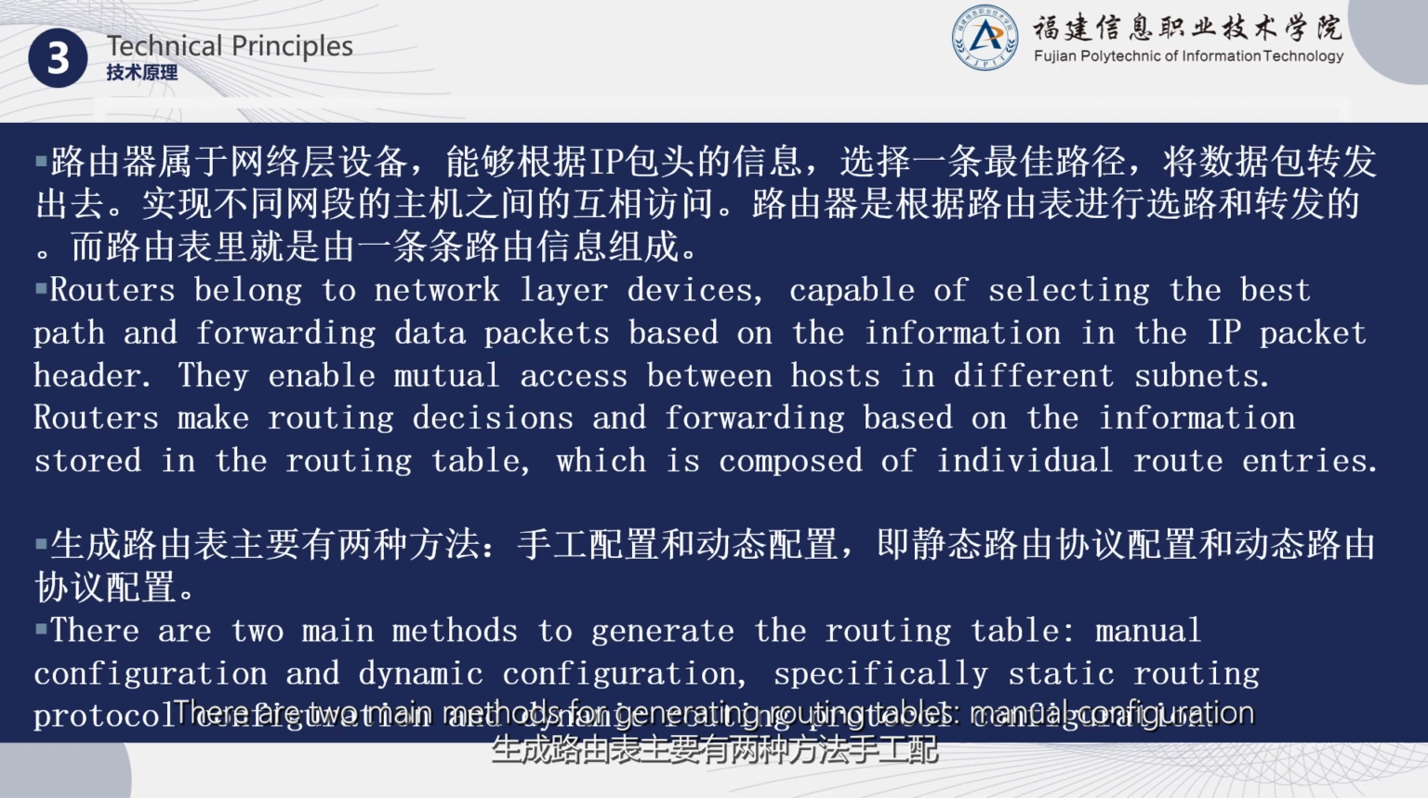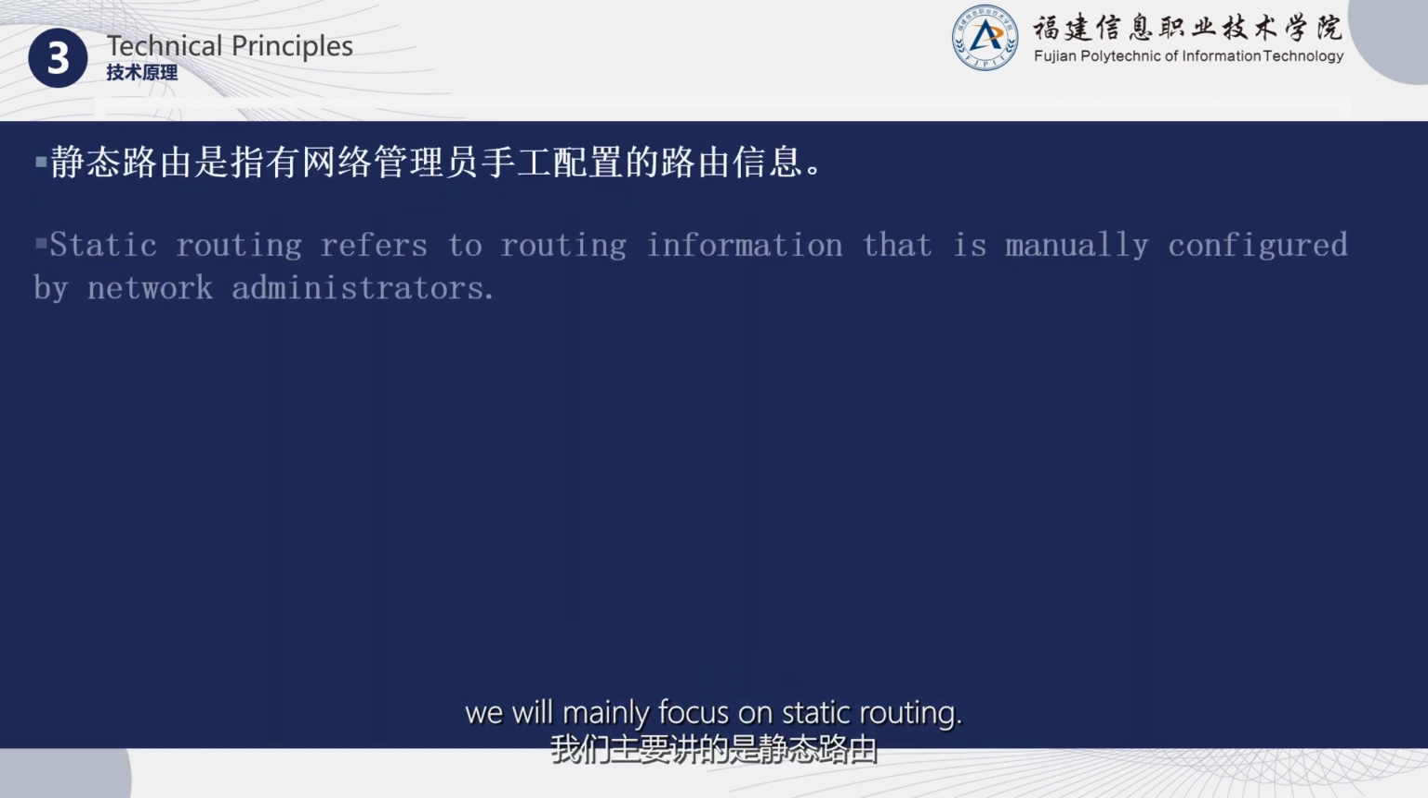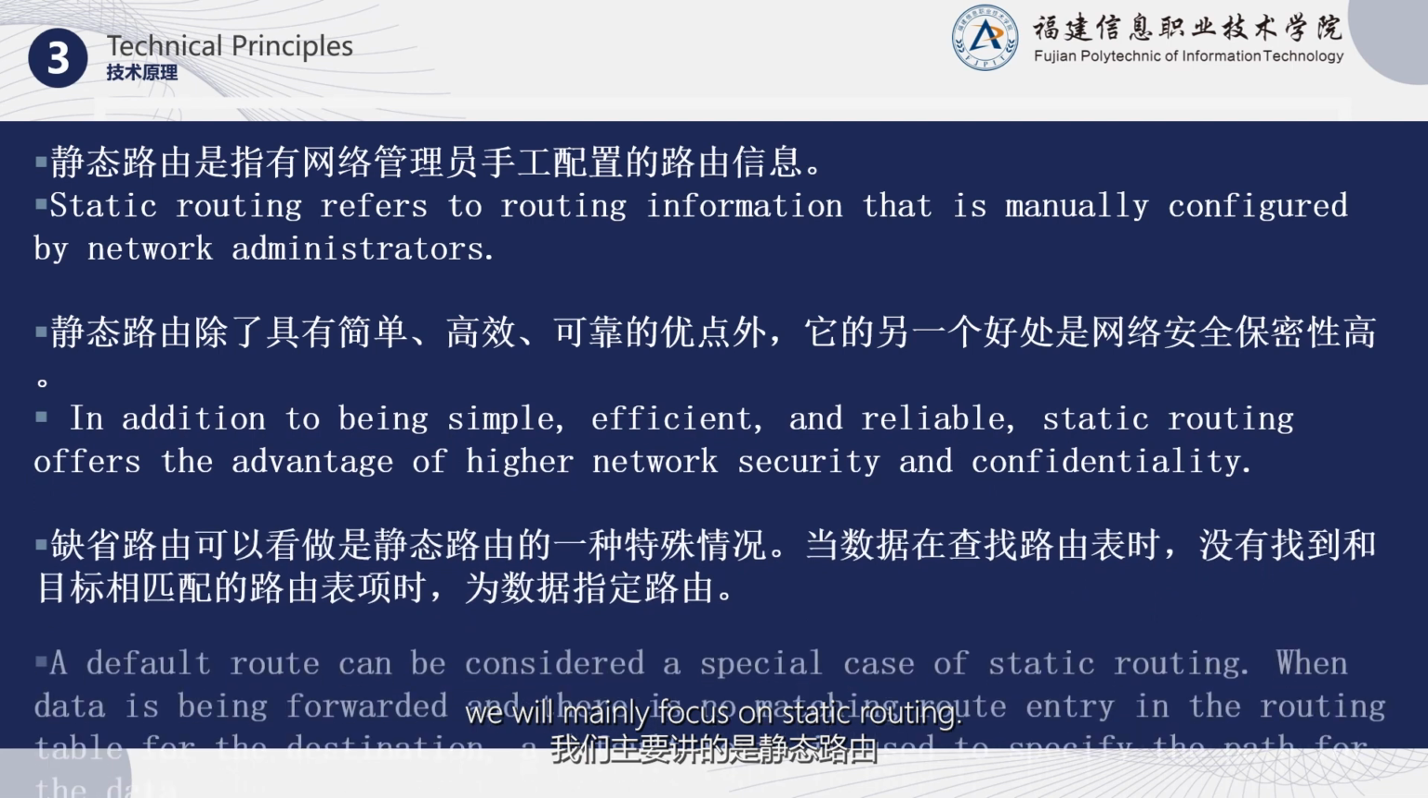There are 2 main methods for generating routing tables: manual configuration, known as static routing protocol configuration, and dynamic configuration, known as dynamic routing protocol configuration. Today, we will mainly focus on static routing.